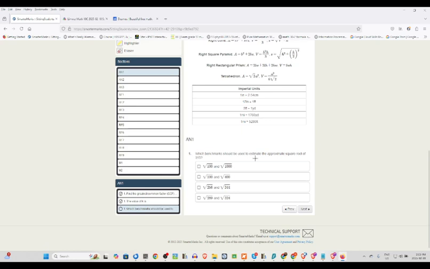Now, which benchmarks should be used to estimate the approximate square root of 315? So the benchmarks, we're looking for a perfect square below 315 and another perfect square above. So looking at these, 100 is a perfect square, 1000 isn't. That's not useful. 100 and 400 are both perfect squares, but we want it closer than that. This will give us a 10 and a 20. And that's not great for approximating the square root.